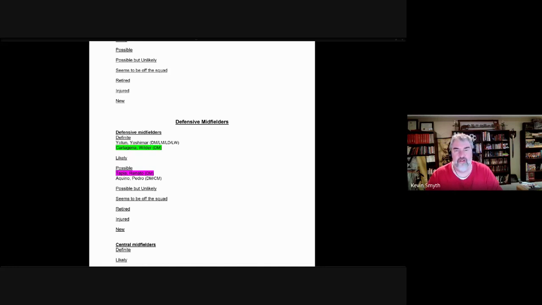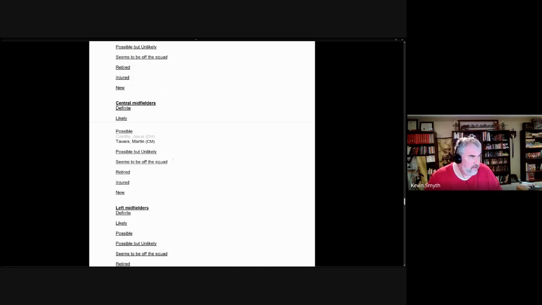You may be wondering where all of the preliminary squad players that were cut are, and we will get to that, but we haven't met many so far. Okay, we won't talk about the position until we look at the central midfielders here. So in central midfielders, no definite or likely candidates, but we had Jesus Castillo as a possible candidate, and he was selected. We also had Martin Tavera as a possible candidate. He was selected only for the preliminary squad. So fairly thin in the midfield here, especially with Yoshimar Yotun missing.